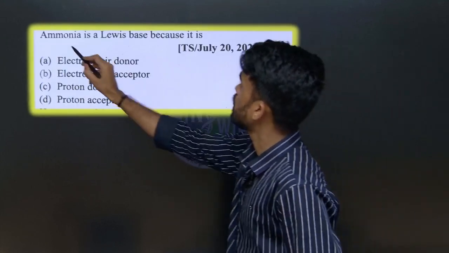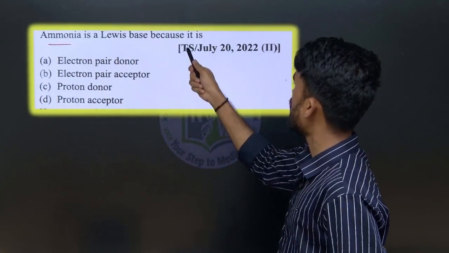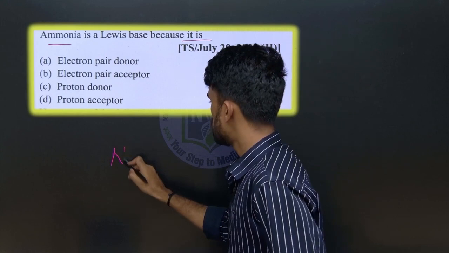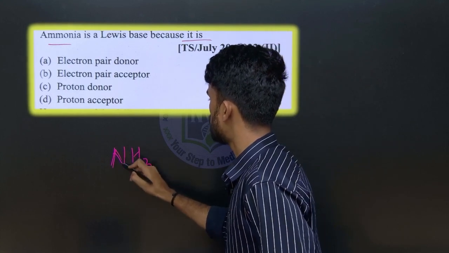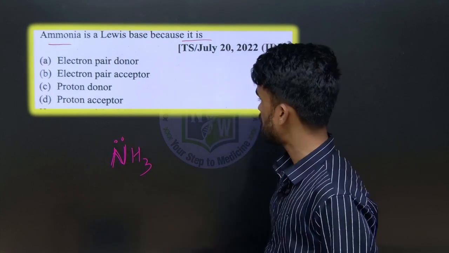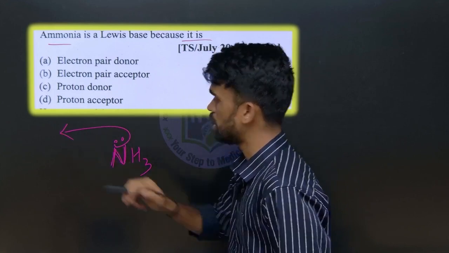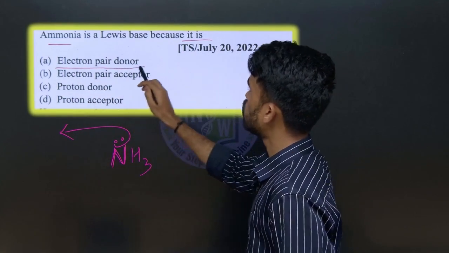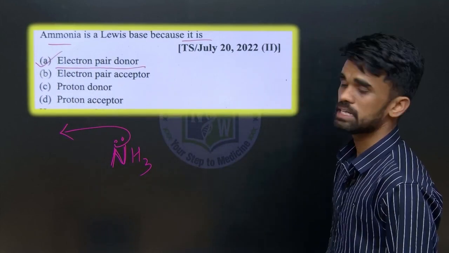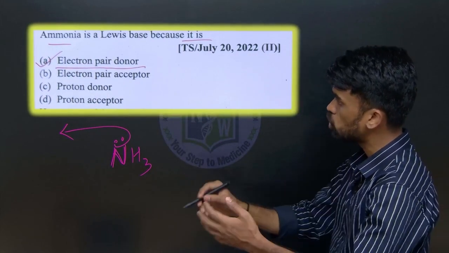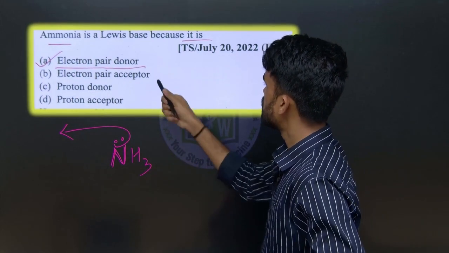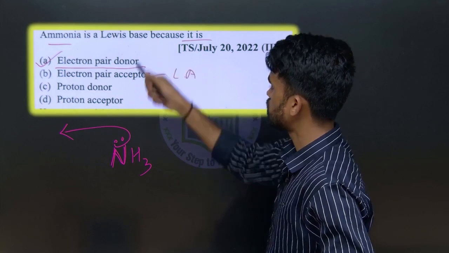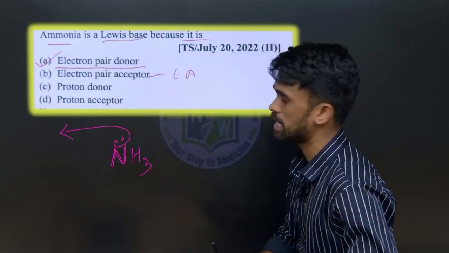Next, ammonia is a Lewis base because it has what? See ammonia, NH3, we write with a lone pair of electrons like this. So this can be donated. So I can say it is an electron pair donor. So electron pair donors are what? Lewis bases. I hope it is clear. An electron pair acceptor would be a Lewis acid, but it is donating electron pairs, so it is a Lewis base.